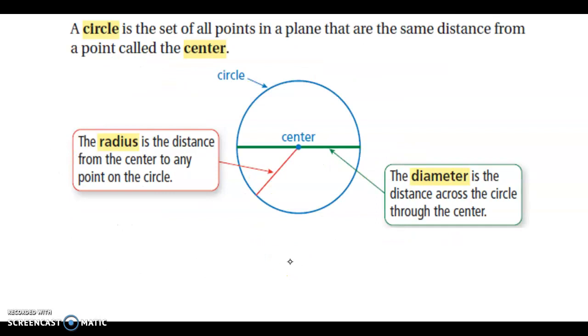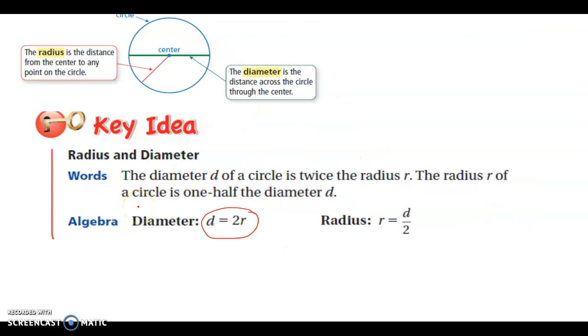Alright, so circle. If you go from any point, equal distance all the way around a point in the center, I'd make a circle. The radius goes from the center of the circle to any point on the edge of the circle. And the diameter goes all the way across from one end of the circle to the other, but it has to pass through the center. So if you need to find the diameter, you take 2 times the radius.